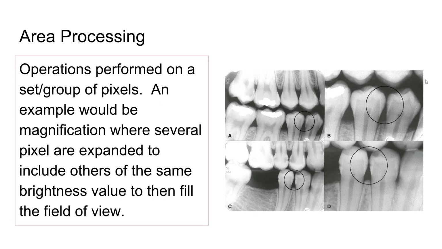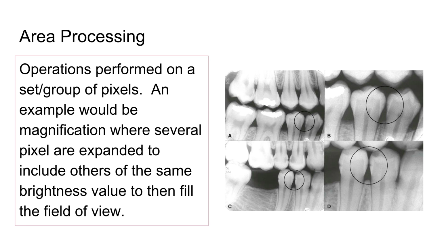So that was point processing. Area processing, also under the spatial domain, is also based on finding where the pixels are. So it's based on locations of pixels, rows and columns in our matrix, and looks at multiple pixels and does an operation on multiple pixels versus one at a time.